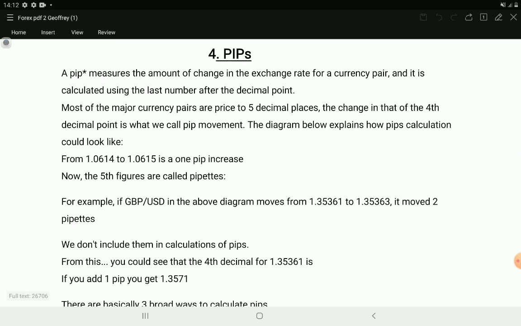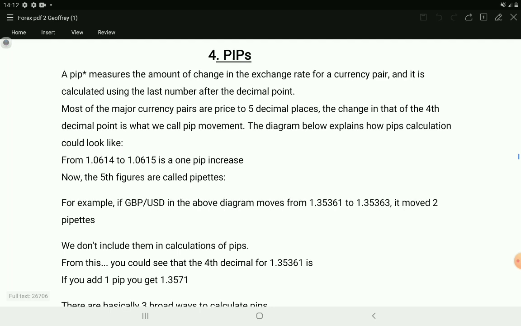Let's give another example. For example, if GBPUSD is at 1.35361 and then it moves to 1.35363, how do we calculate our pips here? To calculate our pips, we start counting from the figure after 4 decimal places, right? Let's see, 1.3536. This last digit will be neglected. We are starting our calculation from this 6. Then the next figure is 1.3536, right?